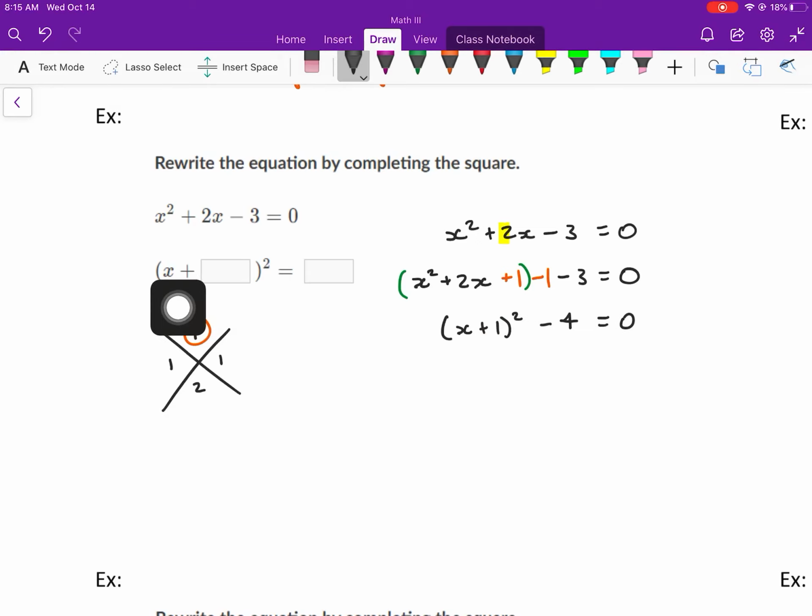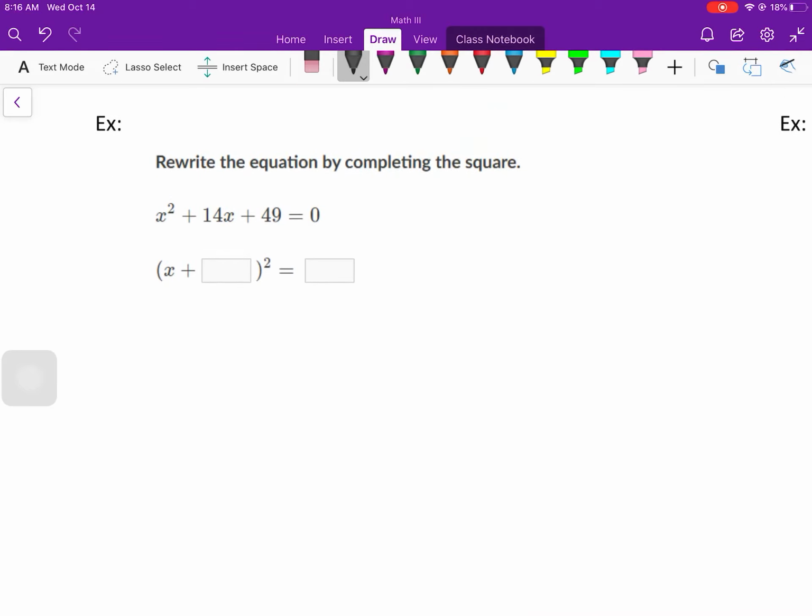Now notice this is the x plus something squared. So we know that's going to be x plus 1 squared. But it says equals, so we have to move this 4 over. Pay attention to that format whenever you're doing your work. So I'm going to move the 4 over to have x plus 1 squared equals 4. A little bit different format than what you're going to see in the next example.